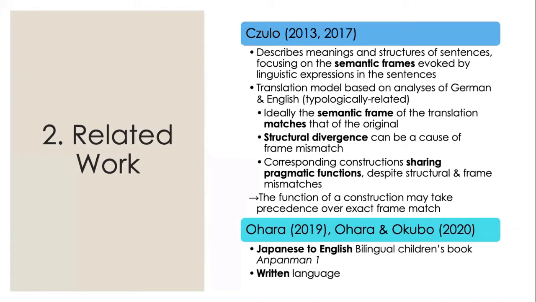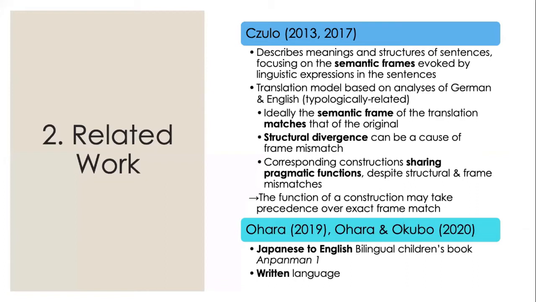In addition to cultural, typological, and perspectival differences. And Ohara also observed that even when a frame mismatch exists because of structural divergence between source and target sentences, the two sentences may still share the same pragmatic function. This observation led to the suggestion that the function of a construction may take precedence over exact frame match.